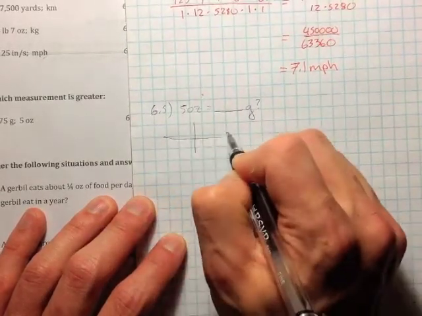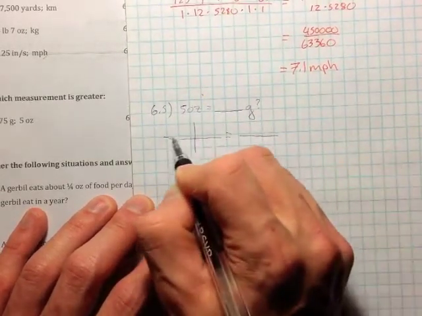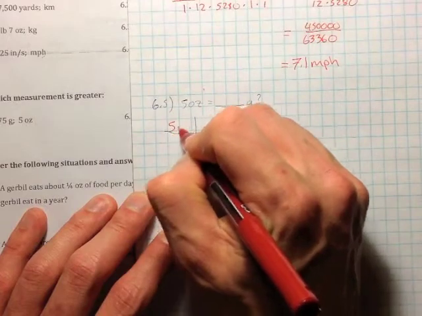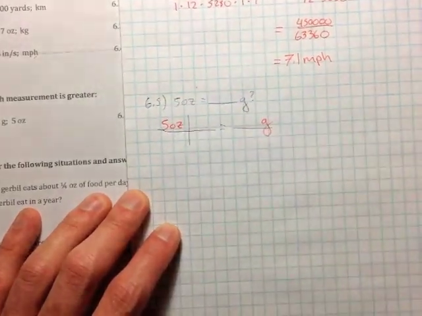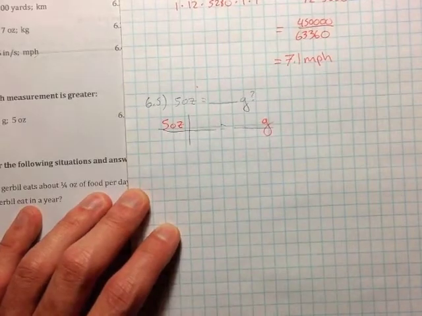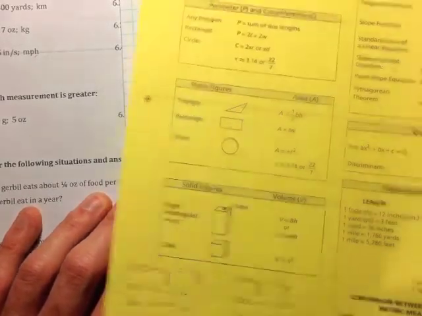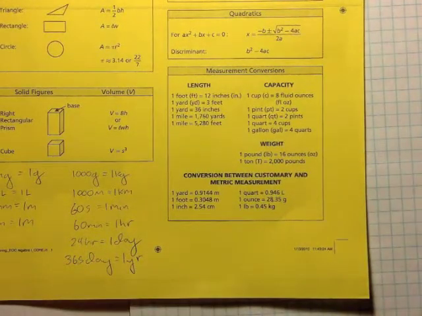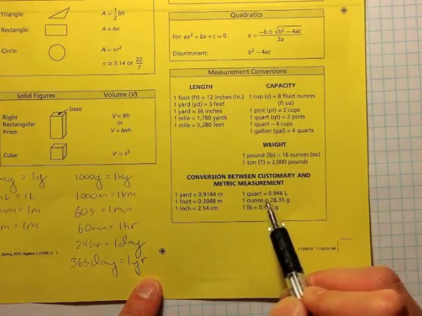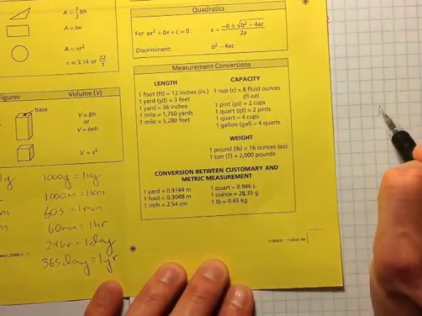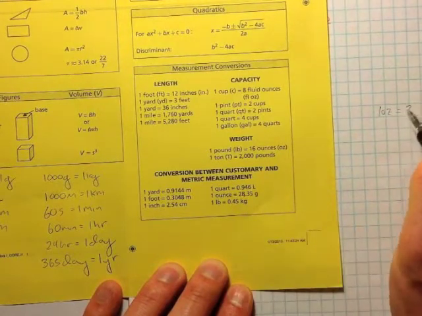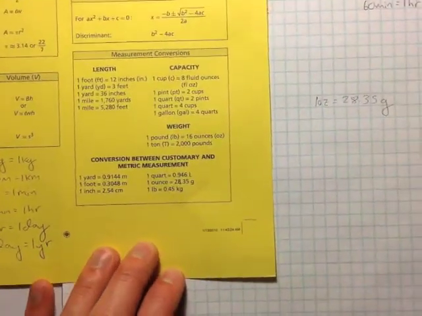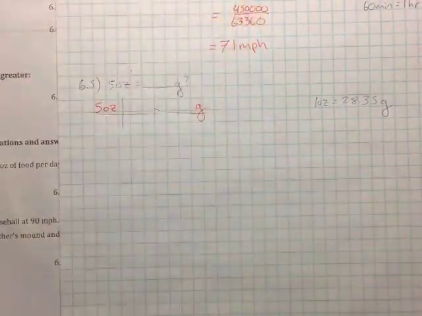So I'm going to set up my train tracks. Looks like this train track got hit by an earthquake. Now I'm going to have 5 ounces up here and then grams over here. So I need some conversion factor that relates ounces and grams. So let me go to my best friend. Alright, ounces and grams. Oh, right here. 1 ounce is equal to 28.35 grams. Sorry, that's off the screen. That's the conversion factor that we're going to use.